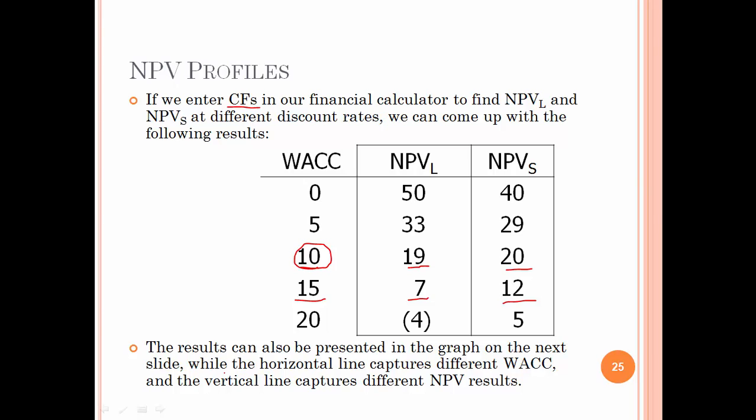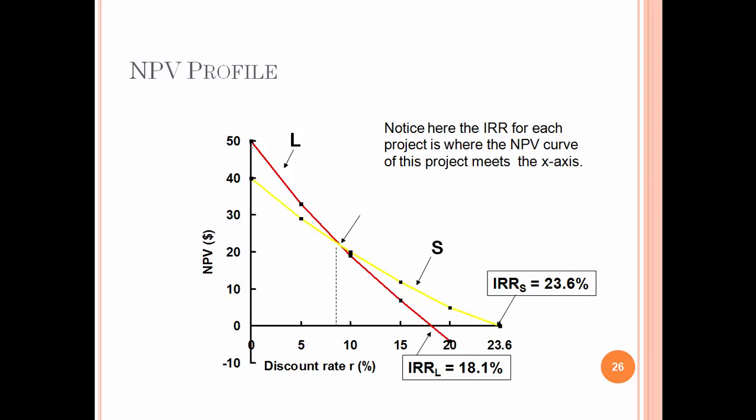The results can be presented in the graph on the next slide, where the horizontal line captures different levels of the WACC, and the vertical line captures different NPV results. So we have this red curve for project L, and the yellow curve for project S. And as you see, for both projects, the so-called NPV profile curve goes downwards, meaning that higher WACC, or say higher cost of capital, means lower NPV from the projects.